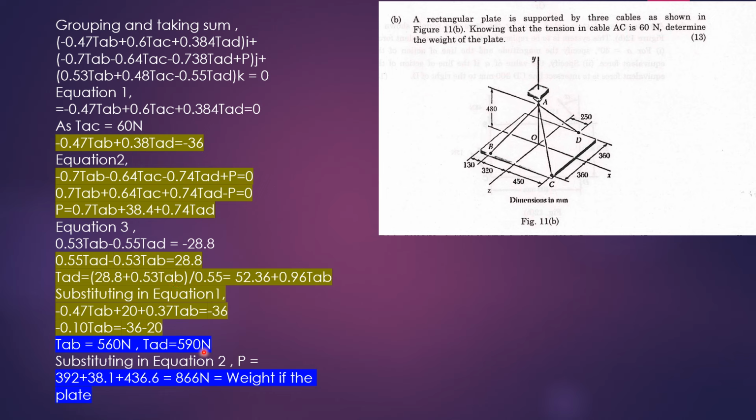You may find some slight difference between the book values and these values. This could be due to the number of digits I have taken. When you slightly round off, there may be a small change. Otherwise, there is nothing wrong in this. When you apply this into equation 2, you'll get the weight of the plate as 866 Newton. This is how you have to resolve the problem. Thank you.